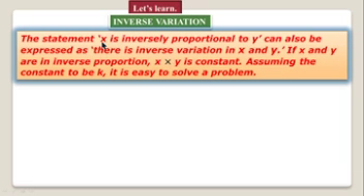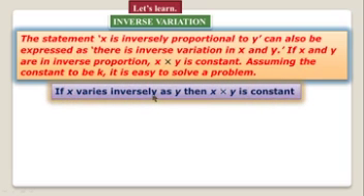The statement x is inversely proportional to y can also be expressed as there is inverse variation in x and y. If x and y are in inverse proportion, then x multiplied by y is a constant. Assuming the constant to be k, it is easy to solve a problem.